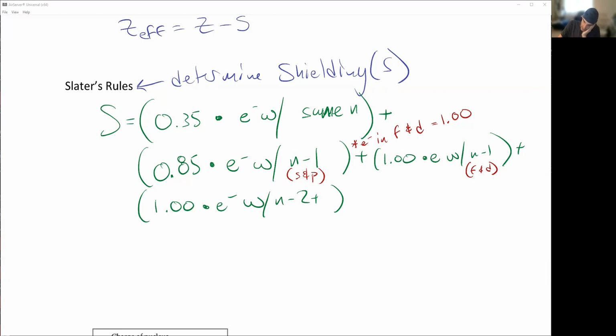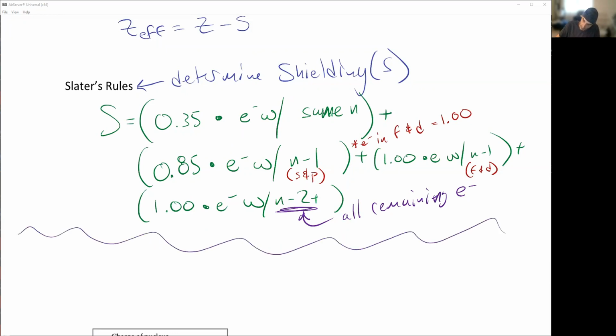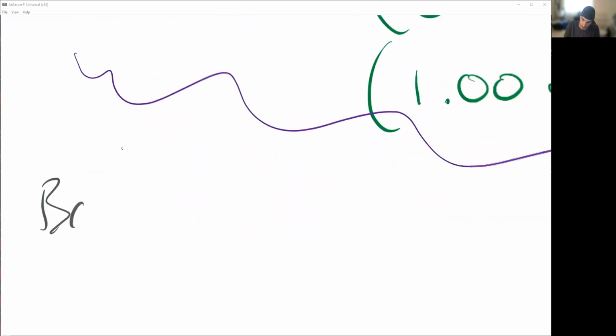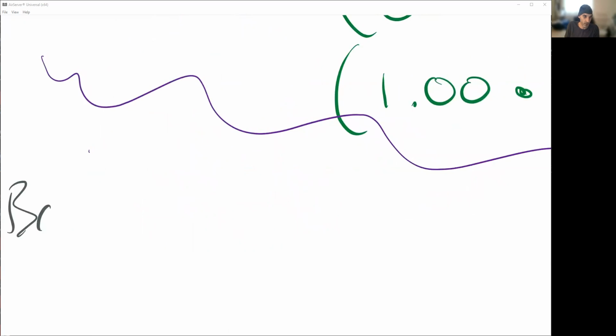So a couple of things. This 2 plus down here too, by the way, this is after we get through n and n minus 1, this is all remaining electrons. We're going to do an example here, so it should hopefully make things a little bit less complex. So let's do that example. I want you to write the full electron configuration for bromine. Pause it here and do the full electron configuration for bromine.